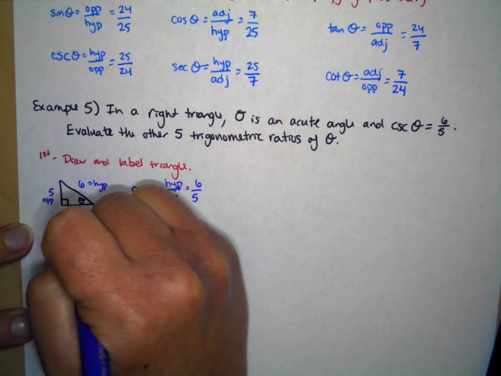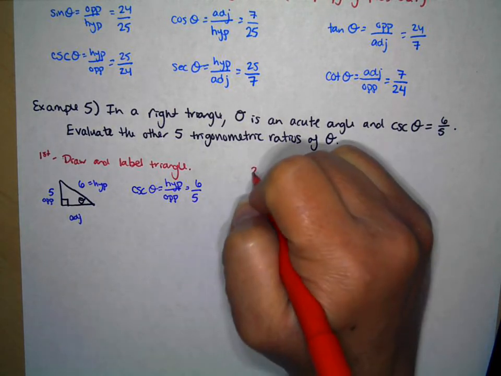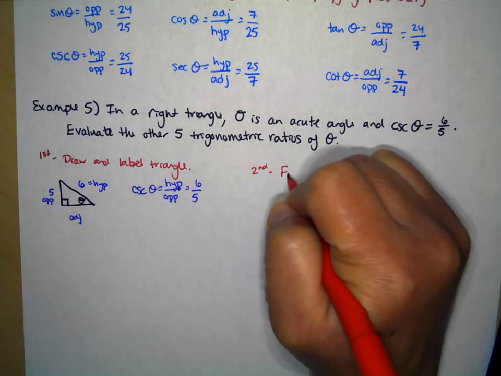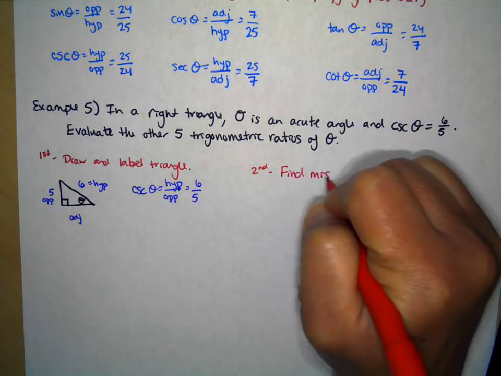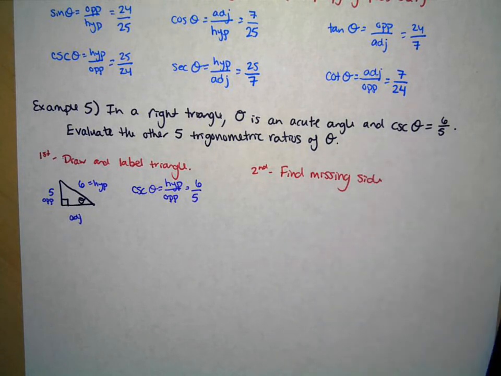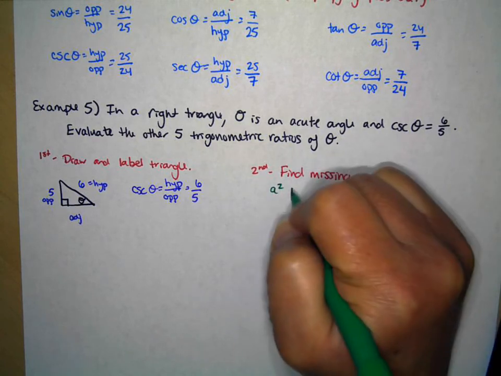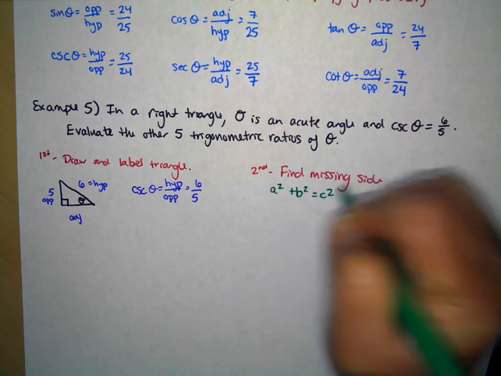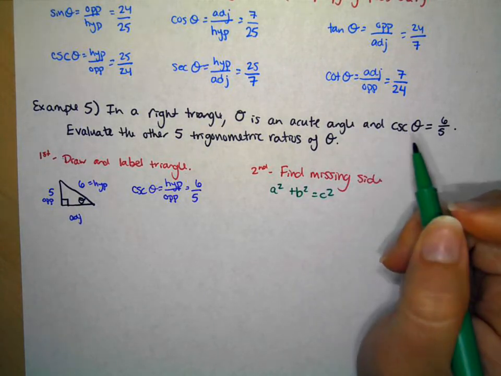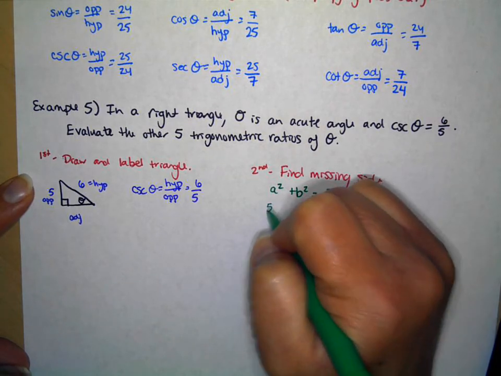And our other side, the adjacent side, we don't know yet. So that'll be what we want to find next, our missing side. And we can do that since we know 2 of the sides with our Pythagorean theorem. A squared plus b squared equals c squared. So A and B are our legs. We know one of the legs, so I'll say A is 5 squared.